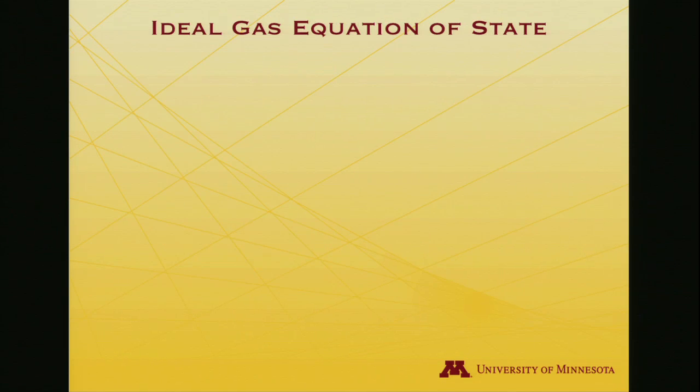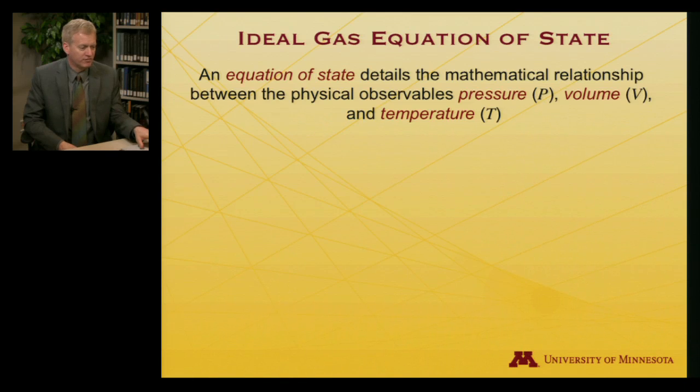So, probably one of the most well-known formulae in all of chemistry is the ideal gas equation of state. And so before actually tossing up the formula, which many of you will have seen before, let's talk about what is an equation of state. So an equation of state is something that details the mathematical relationship between a set of physical observables. And in this case, the observables in question are the pressure, the volume, and the temperature of a gas.